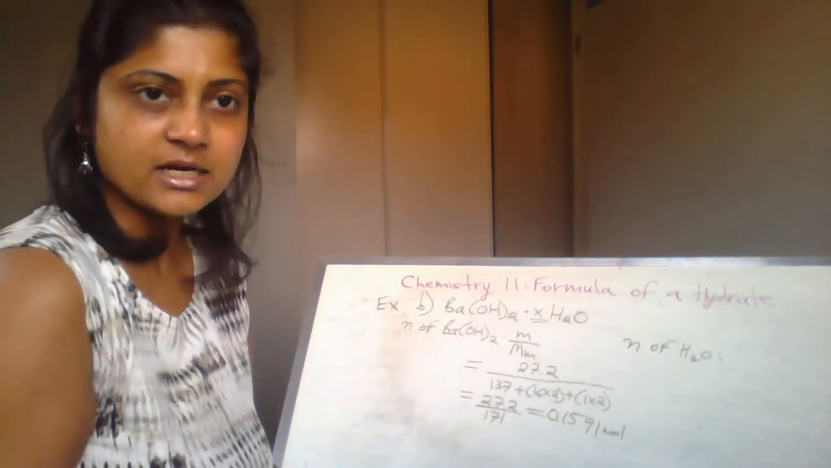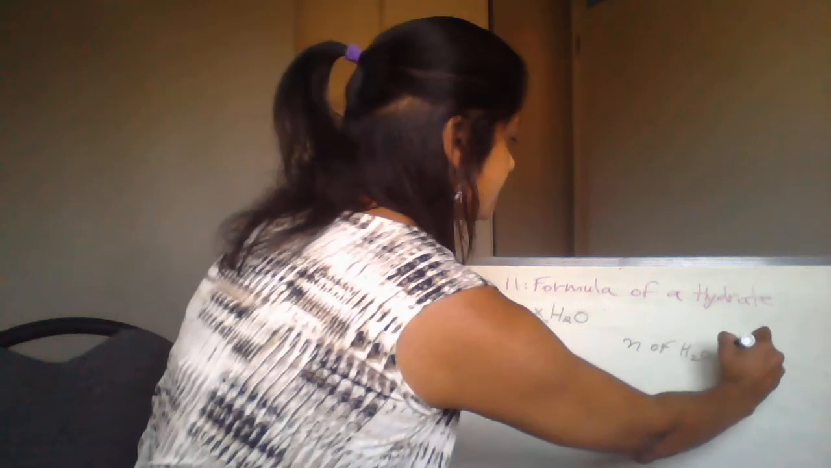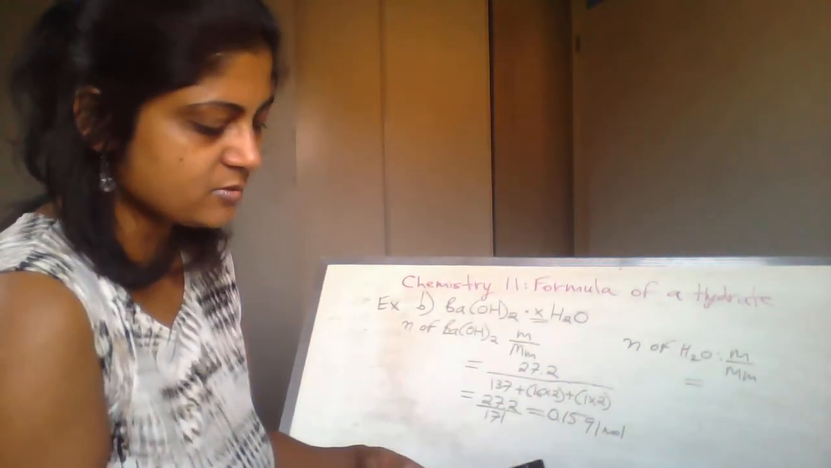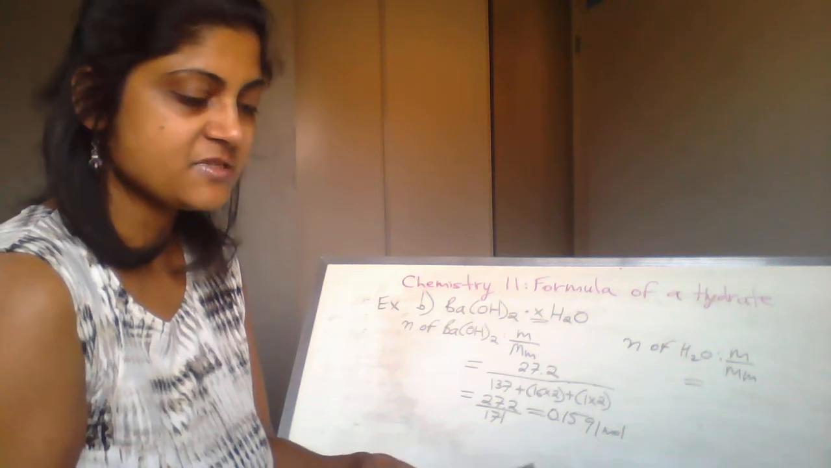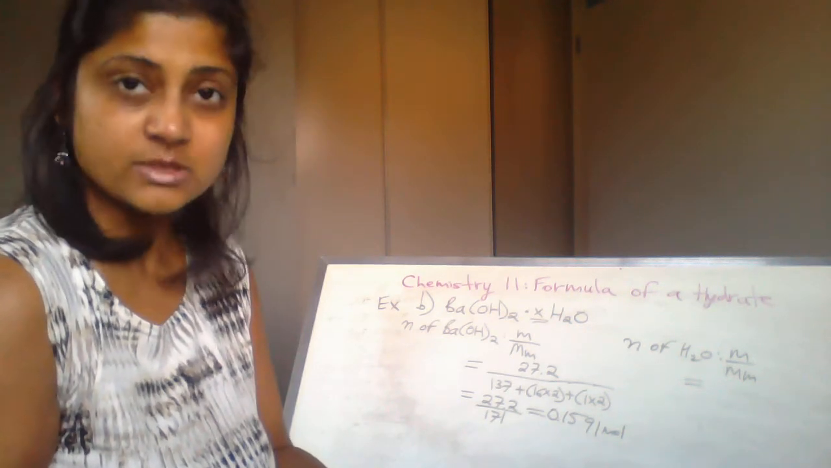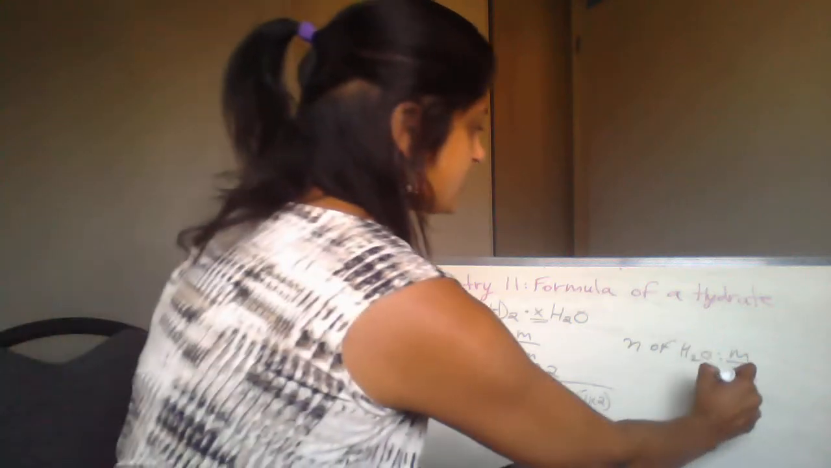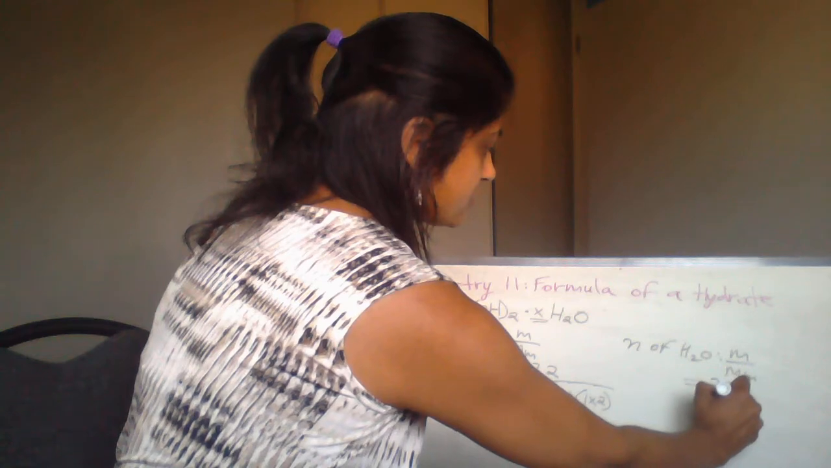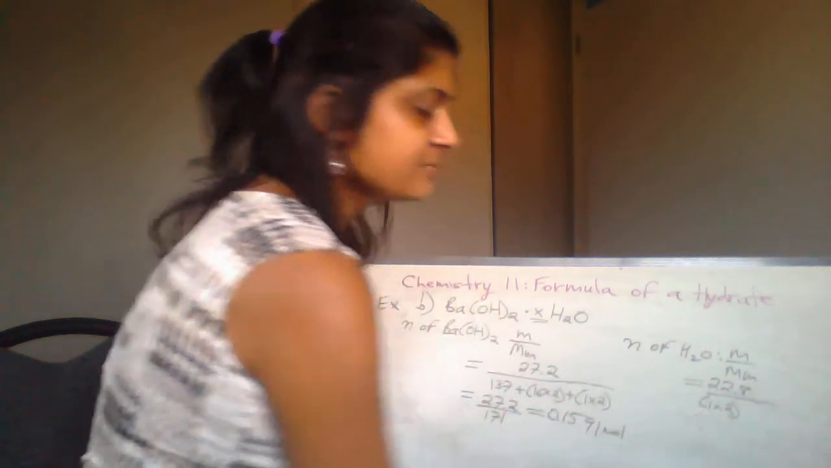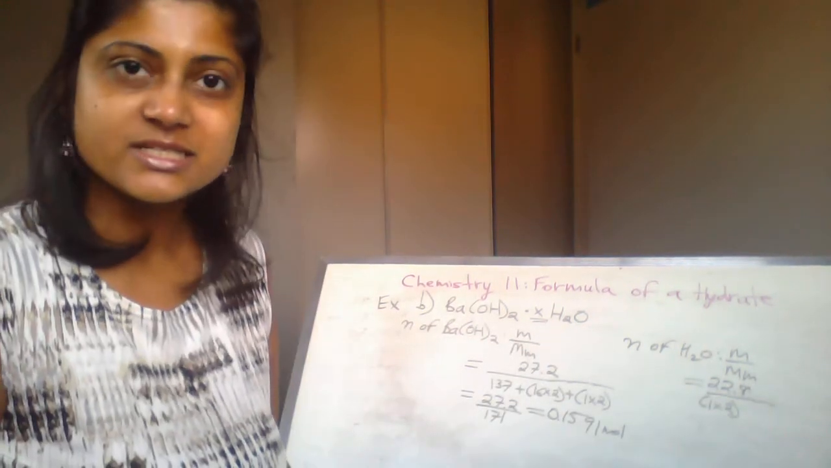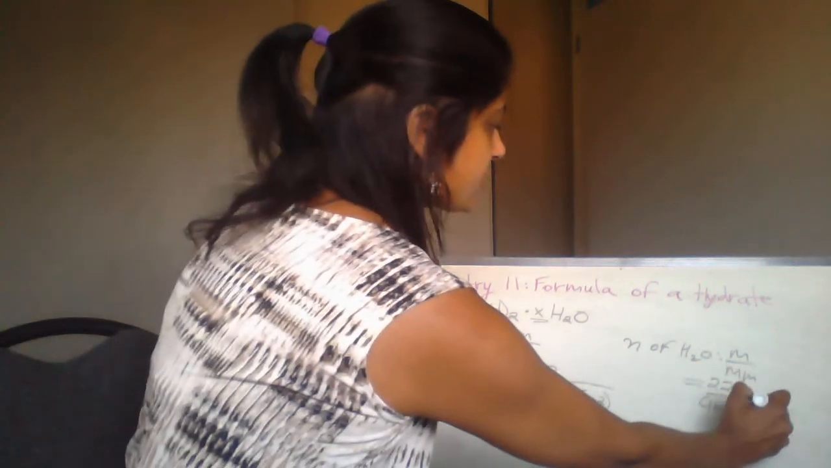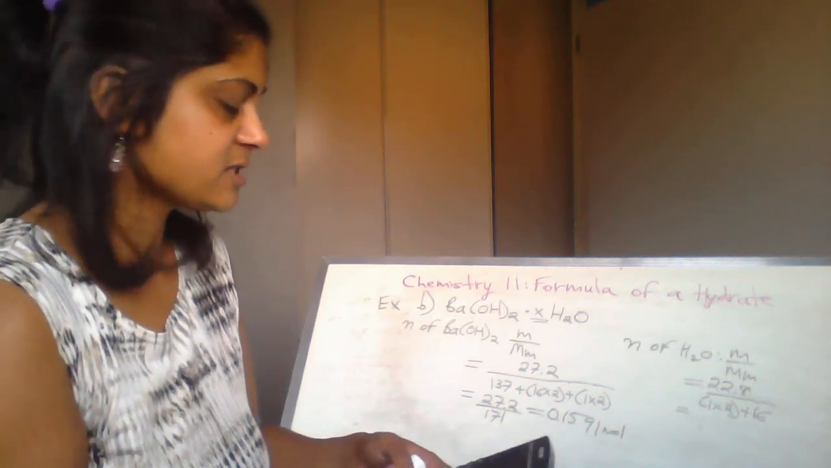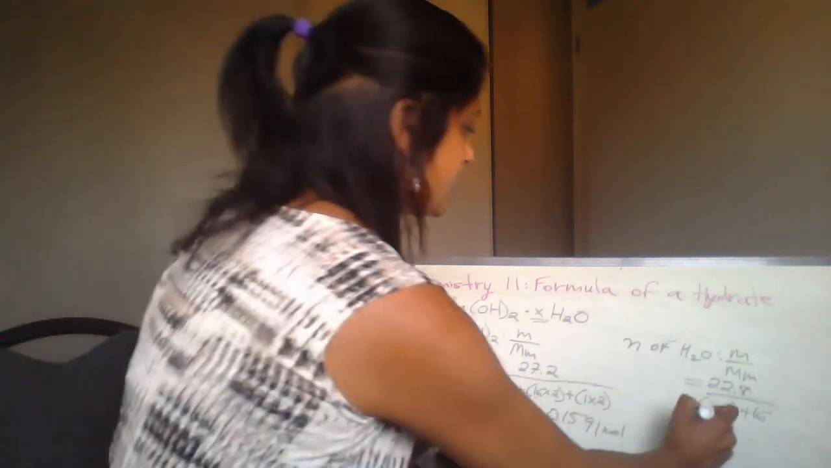Okay, and again, I'm going to do the mass divided by the molar mass. Okay, and we'll do the mass of water. So I'm doing 50 minus 27.2, which is 22.8. Okay, and the molar mass of water, you're going to do 1 times 2 for hydrogen. Okay, and remember oxygen is 16. If you don't remember, just check the periodic table. Okay, so we are going to divide 22.8 divided by 18.